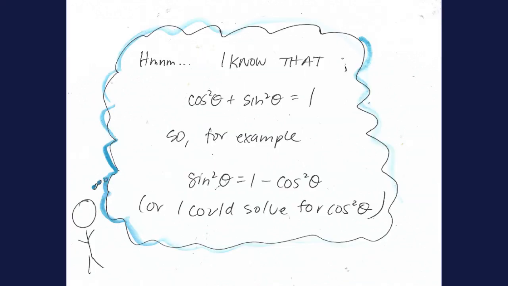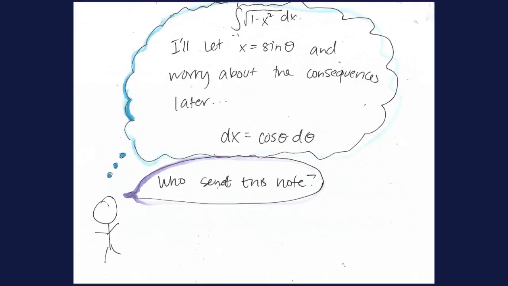I didn't know how to solve the integral, so I started to think outside the box. I know that cosine squared plus sine squared is 1. So sine squared equals 1 minus cosine squared. Or I could solve for cosine squared. You know what? I'm just gonna let x equal sine theta and worry about the consequences later. Here they are already. Okay, so dx is cosine theta d theta.